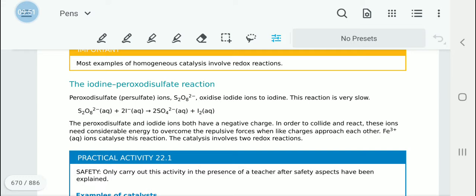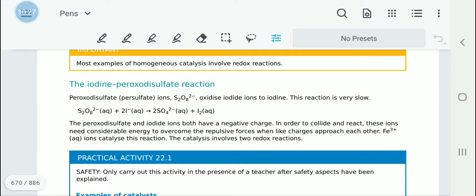Both peroxodisulfate and iodide ions have negative charge. So in order to collide and react, they have to have considerable energy to overcome the repulsive forces, because they are both negative. They repel one another when they come for collisions. As a result, more energy should be supplied to make the collisions occur.